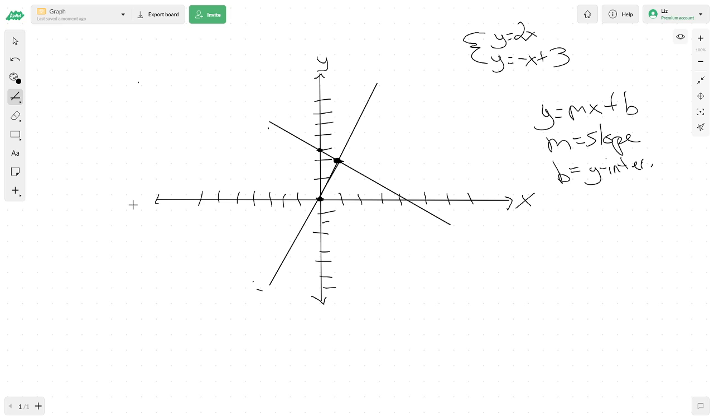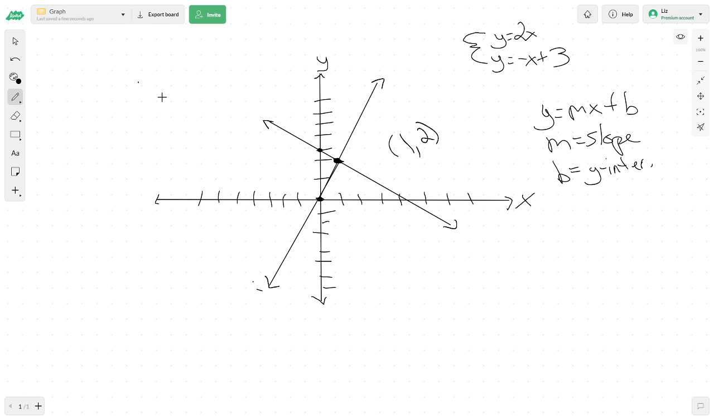All right, so our lines are going to intersect at this point here, which is (1, 2). Over 1, up 2. So we can check to see if that is a solution by plugging them in. So we're pretty sure it's (1, 2), but we want to check our work.